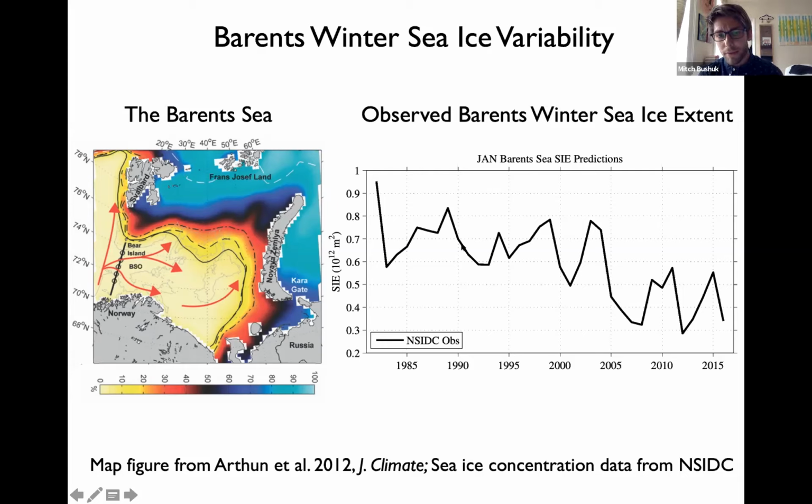On the right, I'm looking at the observed time series of winter sea ice extent. And so you can see that there's this clear downward trend over the satellite era. But in addition to the trend, there's also this really rich interannual variability that we see in Barents sea ice. And so a natural question you can ask is, is it possible to predict these interannual variations that we see in the winter sea ice edge?